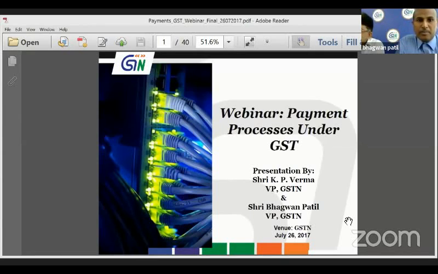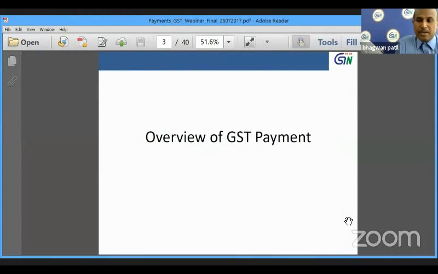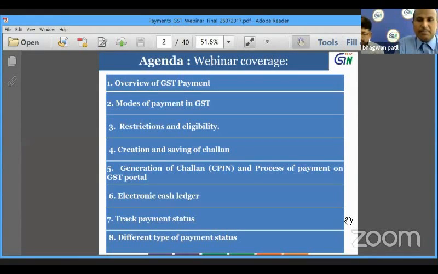And next point is generation of challan and process of payment on GST portal, electronic cash ledger, track payment status, how to track your payments, and different types of payment status. So there is a major change from the original VAT era. You can see that the change is that there is a single challan. Previously there were challans of different states. CBC was having a different challan, and now there is a single challan.